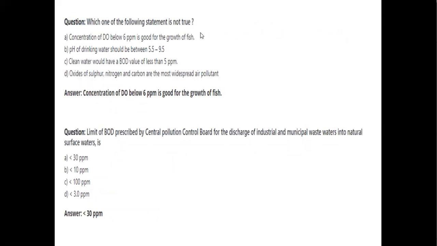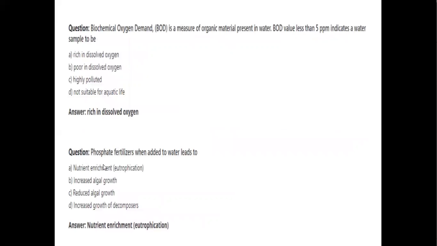Which one of the following statements is not true? Concentration of dissolved oxygen below 6 ppm is good for the growth of fish. No, it is not true. So option A is the right answer here. The limit of BOD prescribed by the Central Pollution Control Board for discharge of industrial and municipal wastewater into natural surface water is less than 50. So option A is your right answer. It is less than 30. Sorry, it is less than 30.